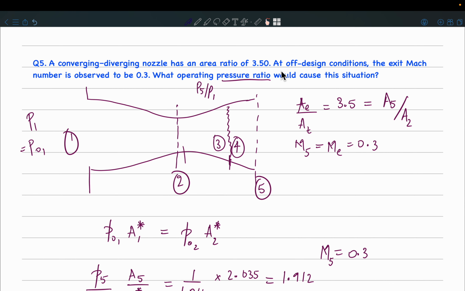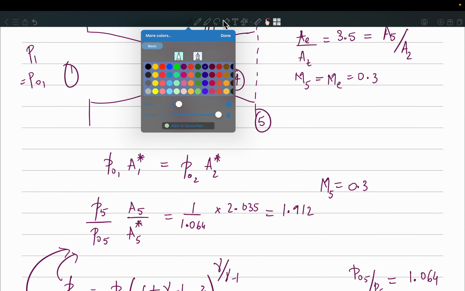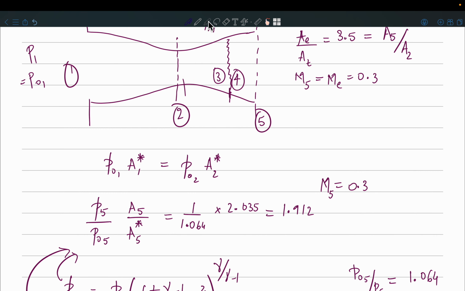And they have given that it is operating at off design condition. Off design condition is when a shock occurs somewhere inside the CD nozzle. They have given us only the exit Mach number and we have to find the pressure ratio. So we don't know the location of the shock. We don't need the location of the shock. What we need is only this one relation. This was the most important relation that you needed.